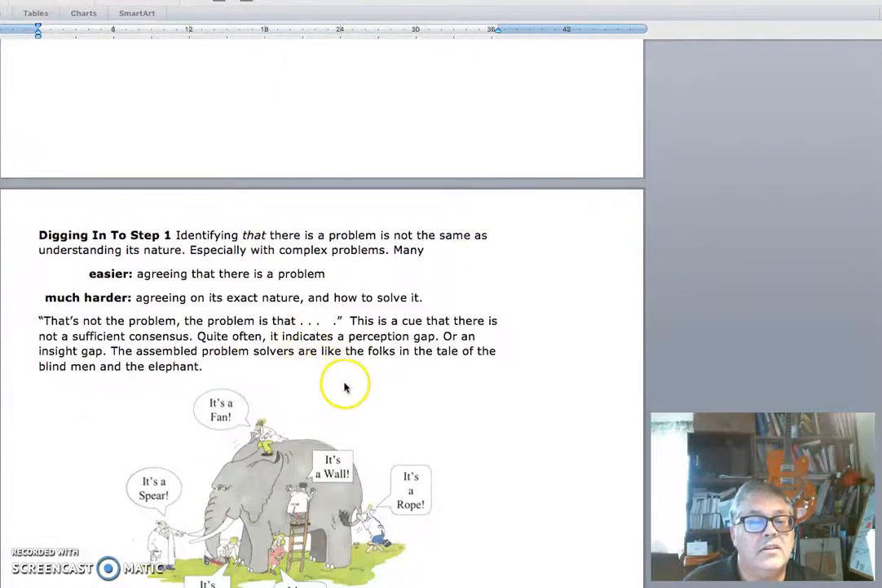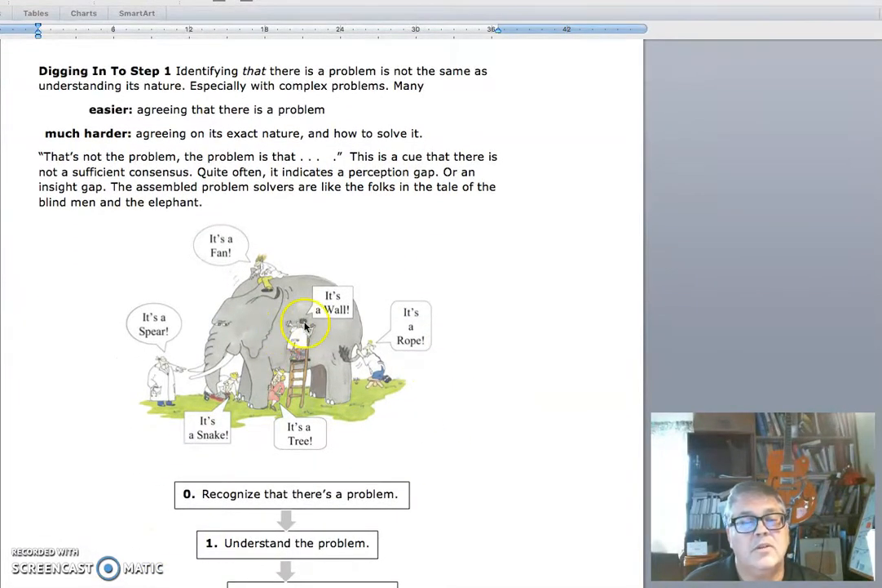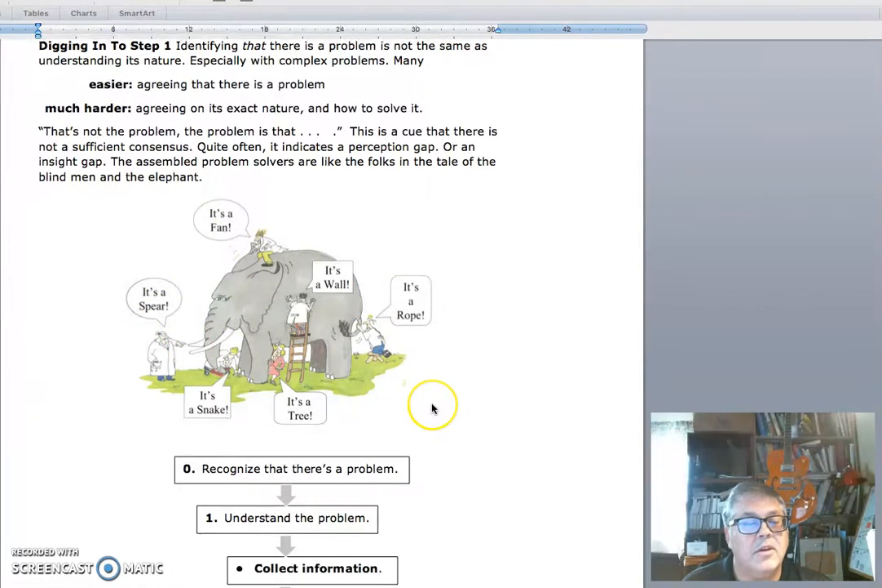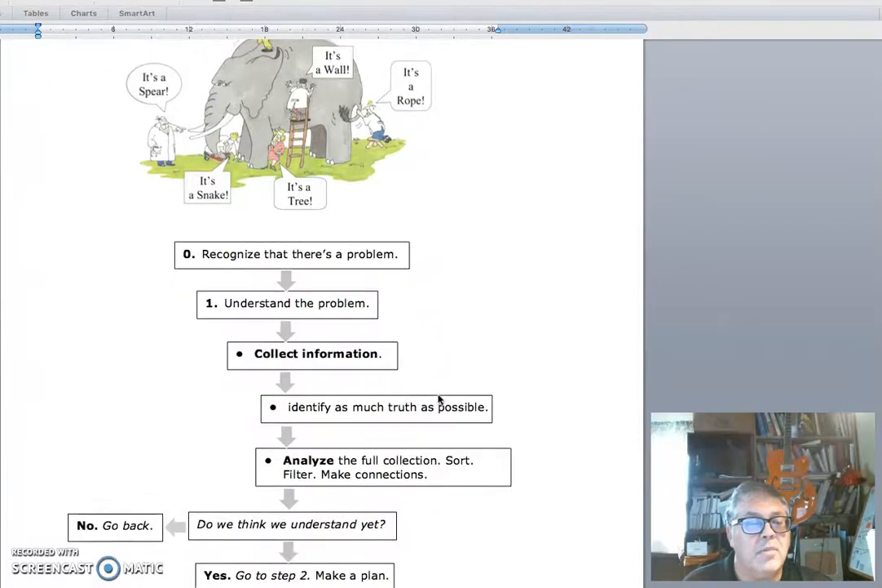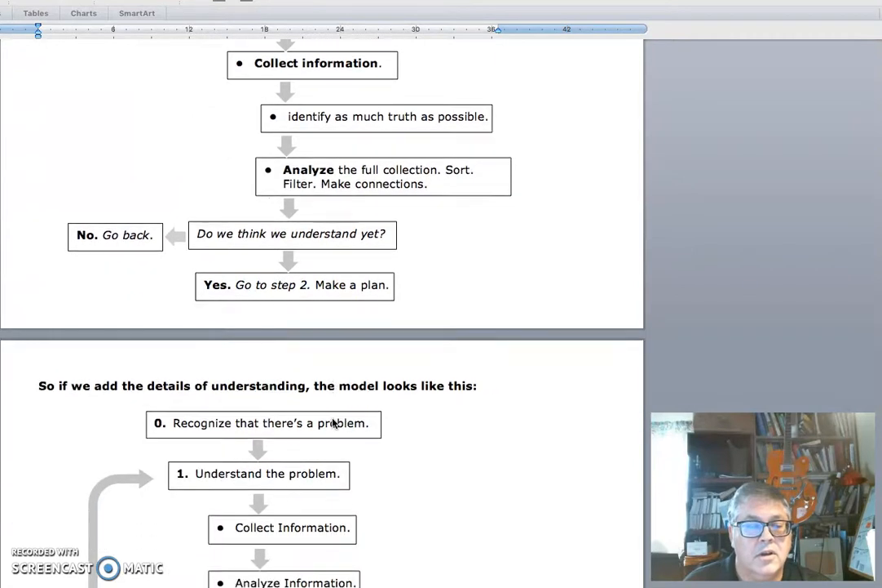So ideally, we dig into step 1. Still review from last part. If we think of the elephant as the problem, maybe there are a lot of people involved. Let's call them the stakeholders in solving the problem. Maybe they've got a finger on one important part of the problem. We've got to get them all together and try and understand the problem. We do that by collecting information and analyzing it. And if we think we understand, we can go on to step 2.